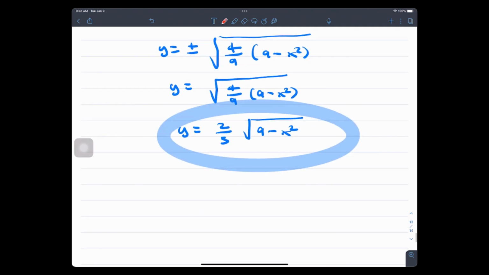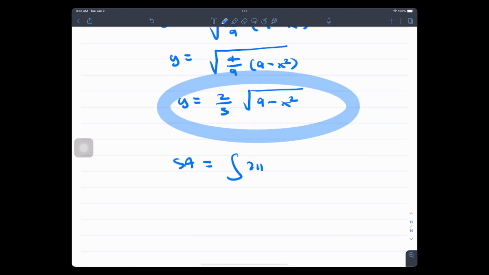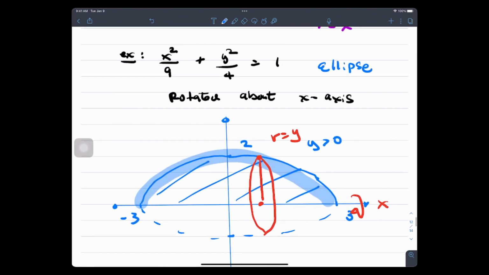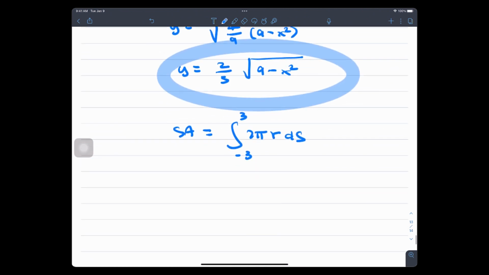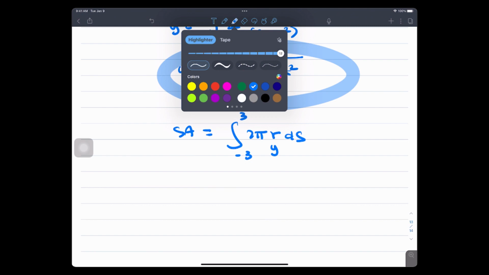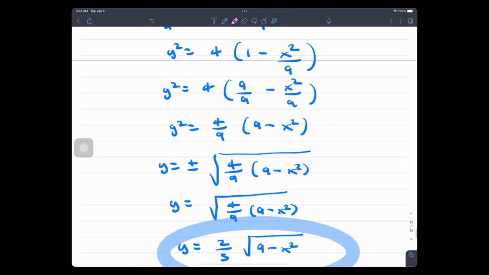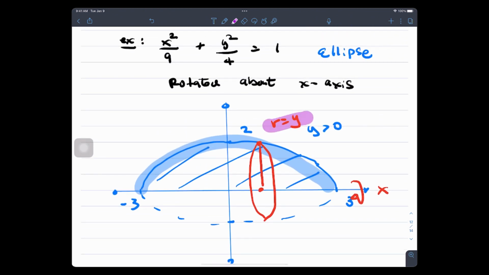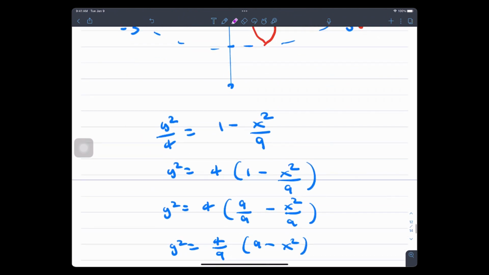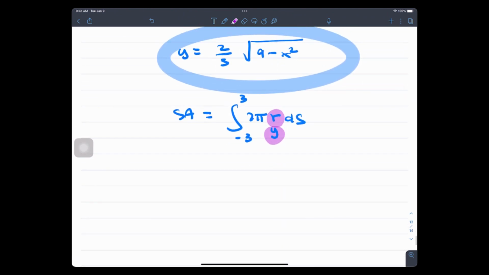Okay, so you've got the surface area formula here, which is going to be what? The integral of 2 pi r ds, and this goes from, I think, -3 to 3, is that right? So what was our radius again? Y. Okay, your radius is y. That's what we got through saying. But what does y equal? Y is 2/3 right here. So here's your surface area: 2 pi times 2/3 square root of 9 minus x squared.